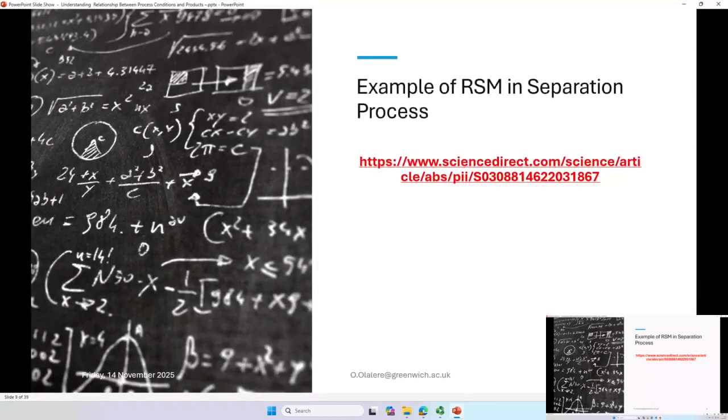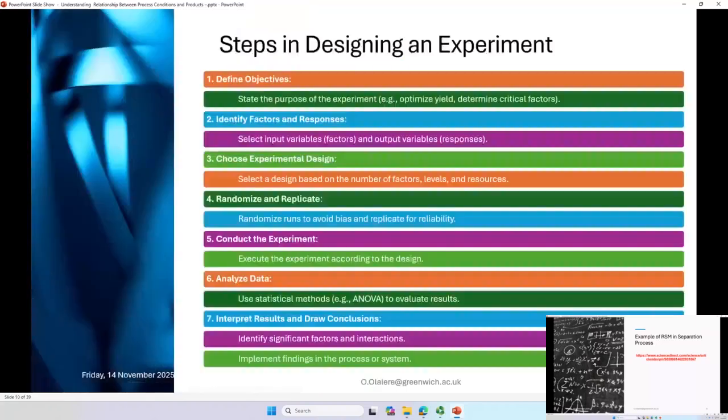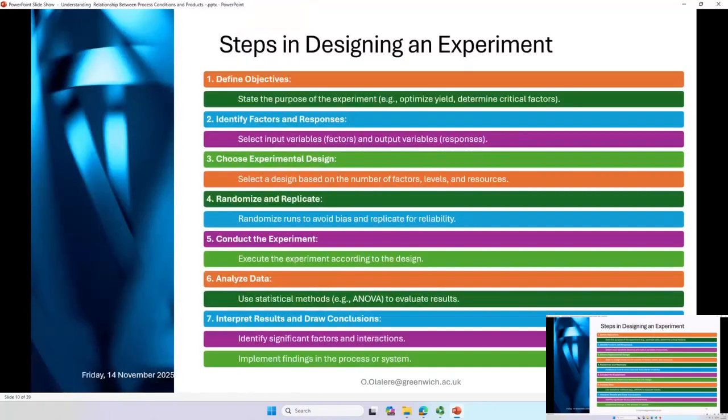So these are some of my papers in separation processes. I published in separation processes, water treatment, and a lot like that.